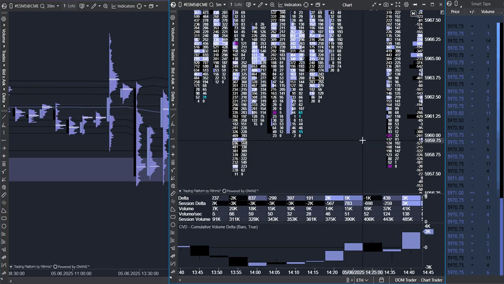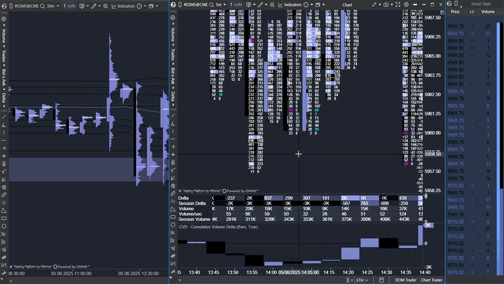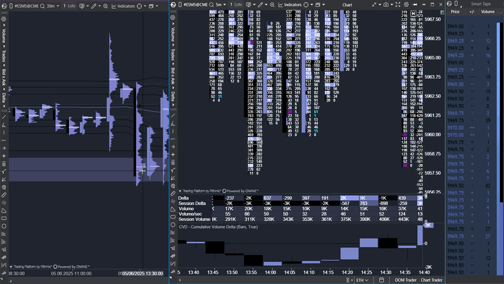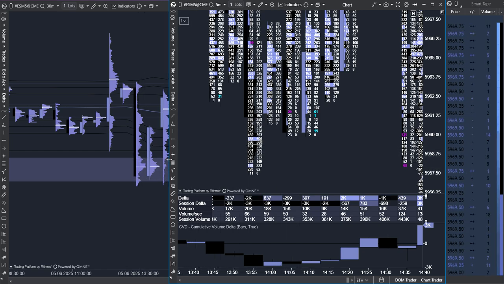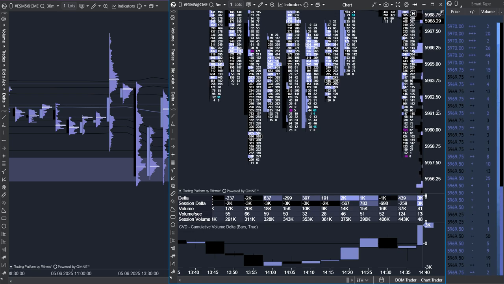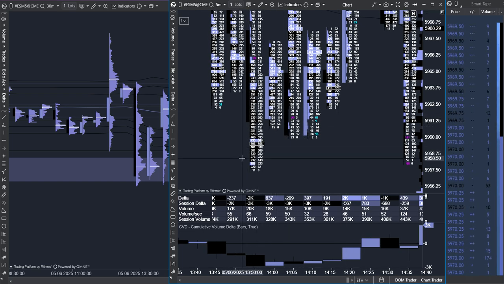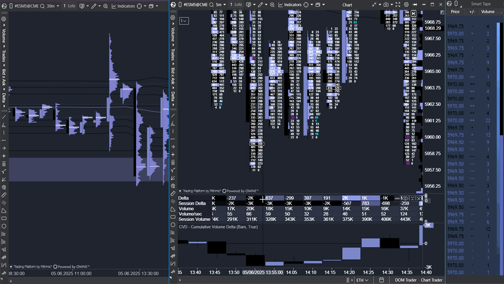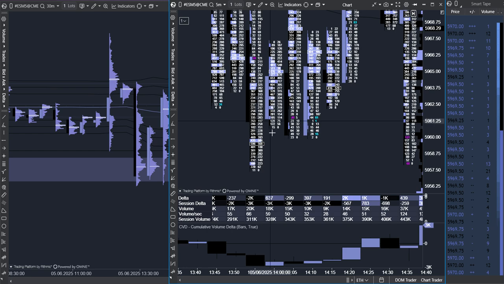So here's what I saw in this trade. Price broke down into a single print zone, that 30-minute candle from the previous day that stood alone. There was no price action overlapping it before or after. A clean, inefficient move. This time, instead of slicing through it again, price stalled. That's my first clue.